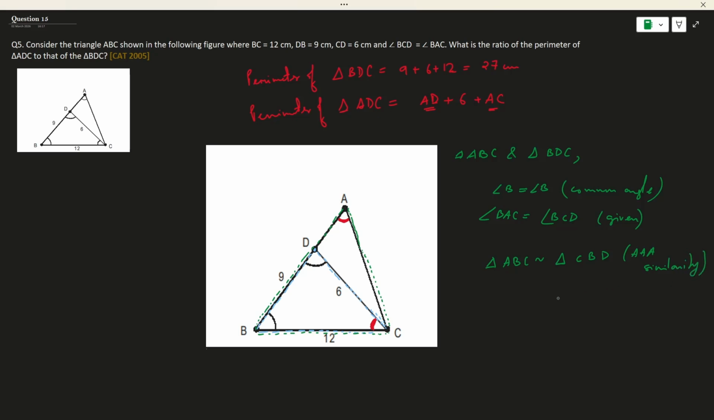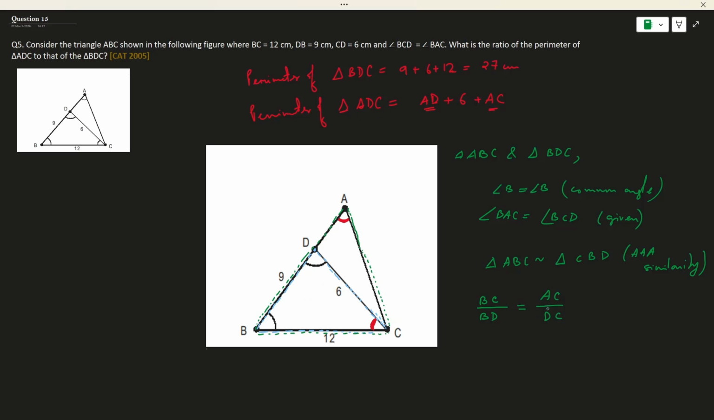Now if two triangles are similar, then the ratio of the corresponding sides are equal, correct? Now in ABC, what is the side opposite to angle A? This is BC. And the angle which is equal to A is angle C, so opposite to C is BD. The common angle is B, so opposite to B is AC, and in the smaller triangle, opposite to B is DC.